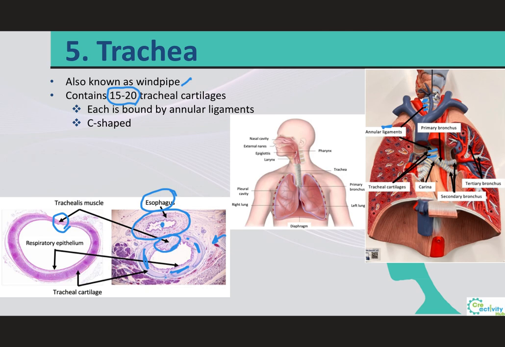Now, closing this C-shaped structure, there's going to be a muscle called the trachealis muscle. The contraction of the trachealis muscle will alter the diameter of the tracheal lumen, which is the opening inside of the windpipe. And this will change, therefore, the resistance to the airflow. So the more it relaxes, the bigger the lumen. And if it contracts, the smaller the lumen.